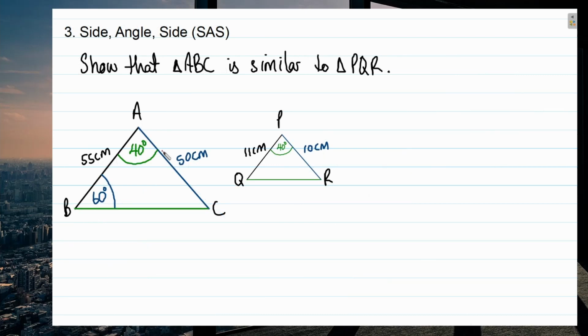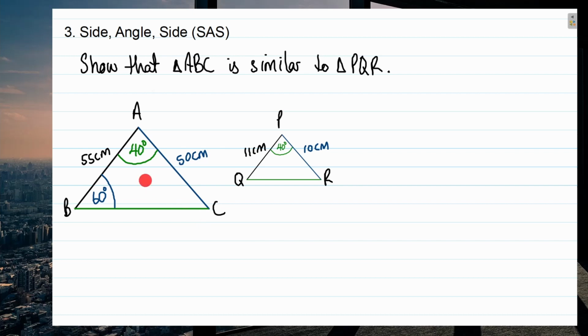The third property to prove that two triangles are similar would be side angle side, abbreviated SAS. Now notice the angle is in between the two sides. So the side would mean that the ratios of the corresponding sides are equal to each other, and the angle would be in between the corresponding sides.